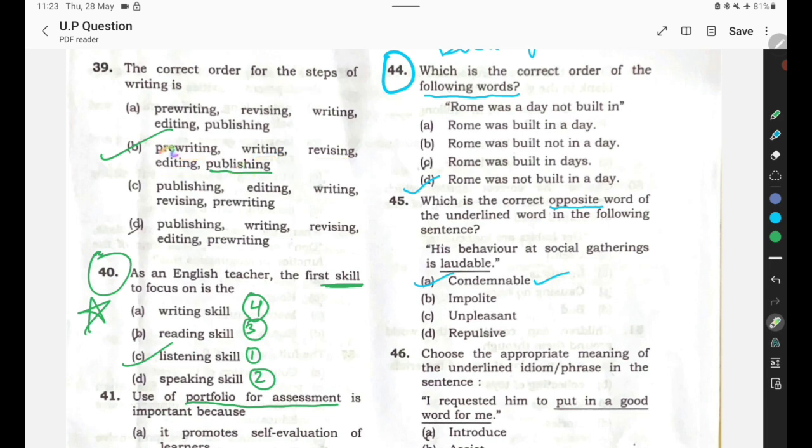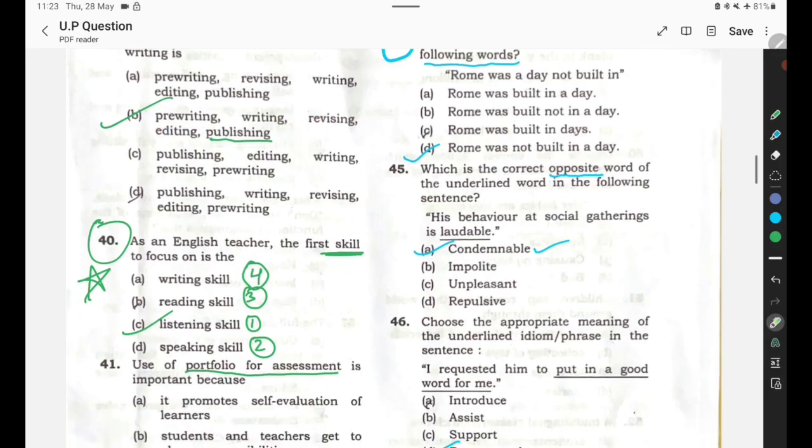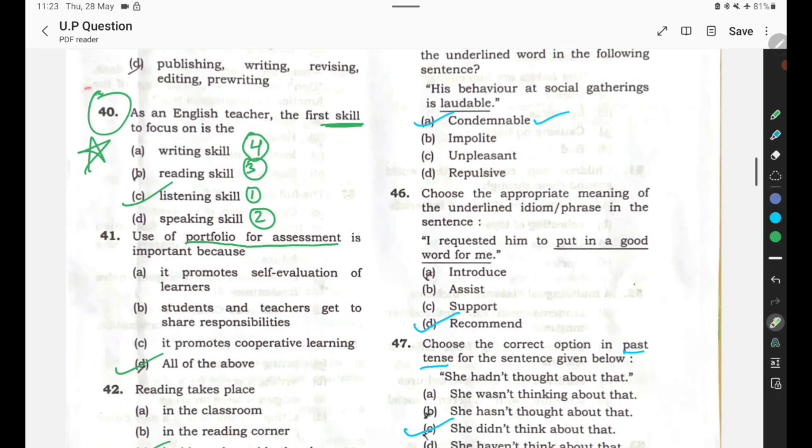Remember the keywords first, pre-writing and publishing, okay? Once you remember these two, then remember any of this, writing or revising, so that you will remember it in your exam also. Now question number 40, which also I mark it as a star because important, okay?